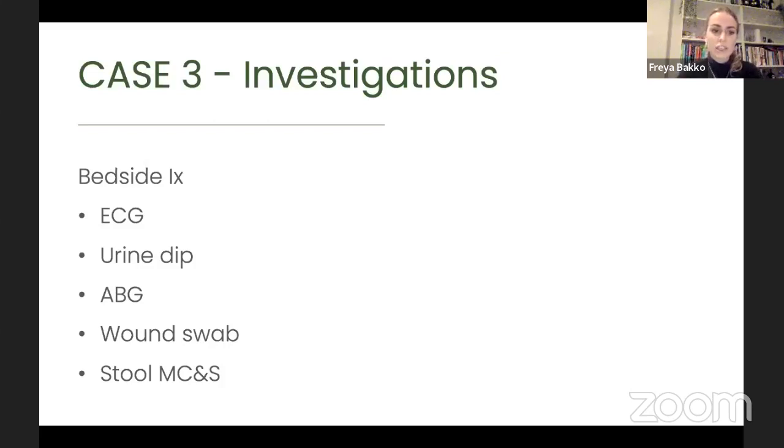Because this patient is desaturating on room air, you might want to consider an ABG to assess his oxygen status. As part of your septic screen, you want to obtain your wound swab. And if the patient is experiencing diarrhea, you want to do a stool microscopy and culture as well, and include a C. diff in this investigation.